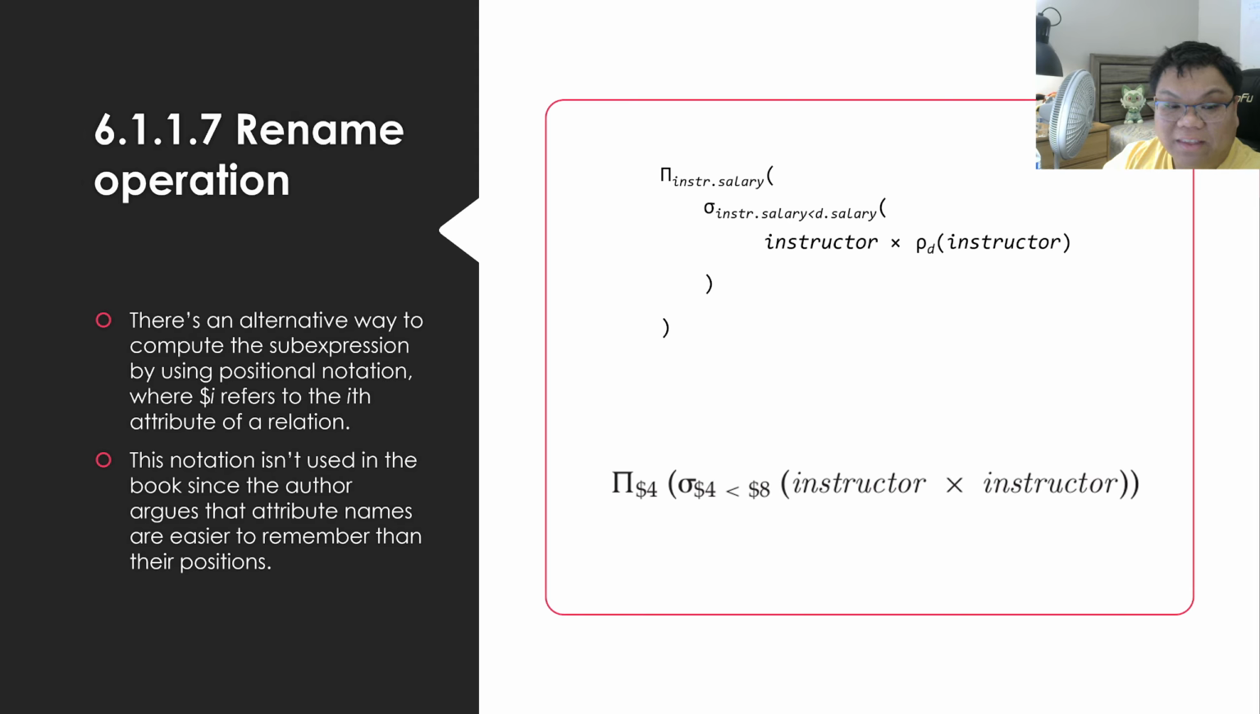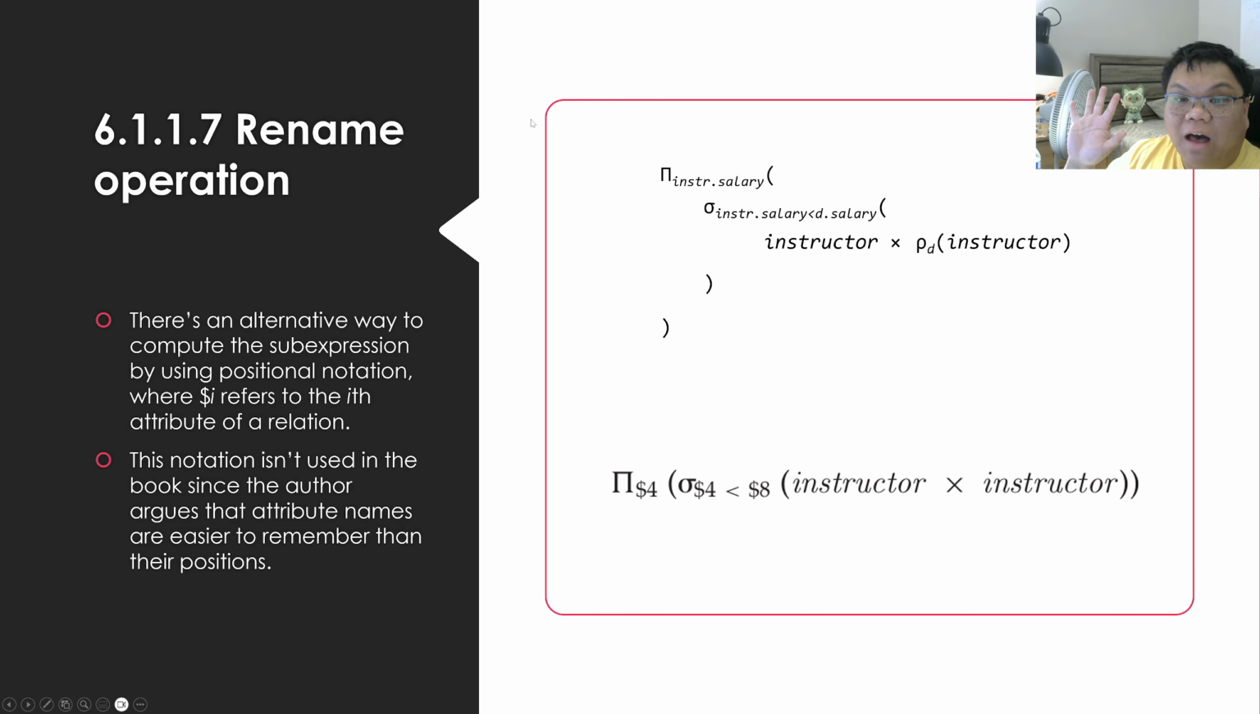So what this is saying is, compare the value of the 4th attribute with the value of the 8th attribute. Select it if the value of the 4th attribute is greater than the value of the 8th attribute. And then this one says, just select the fourth attribute. This is another way of writing the same query that does not use the rename operation. It's just an alternative that you might like to know, just in case you like this notation better.